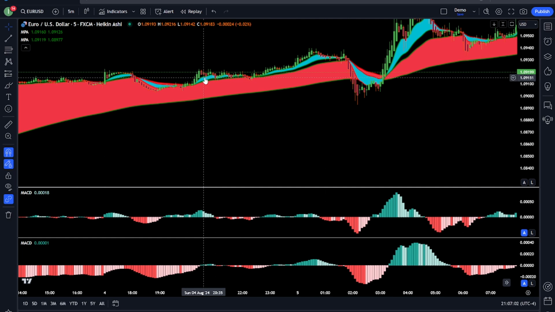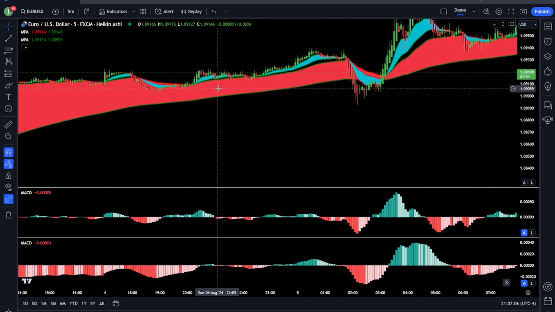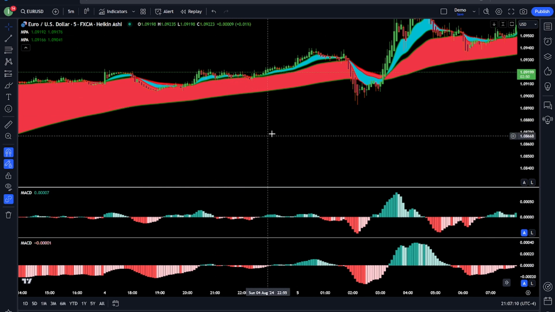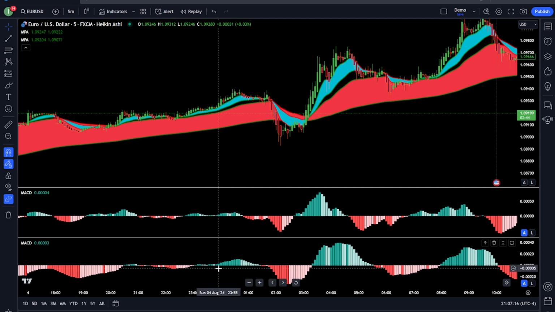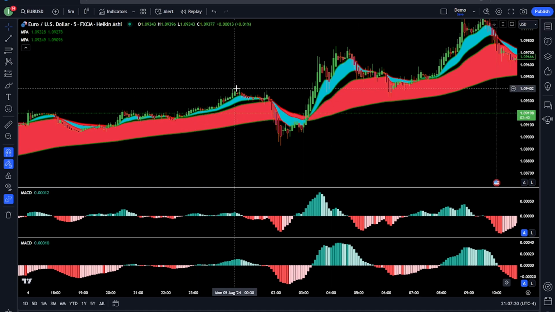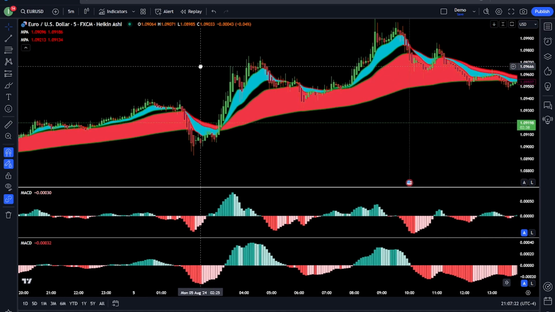For example, here we have a blue cloud above a red cloud, but the MACDs are not clear. They're red, right? So we'll not make an entry there. Here the blue cloud is above the red cloud, and there is a gap, and both the MACDs are green. So this is one more good opportunity, right?